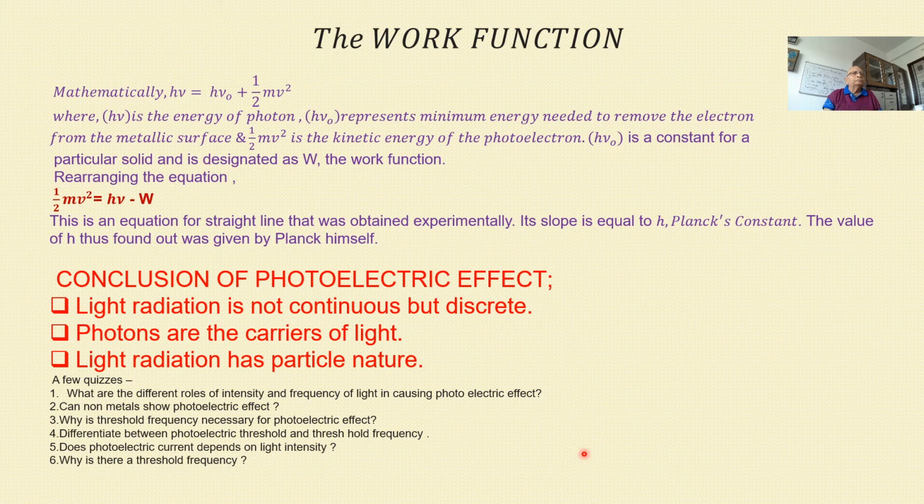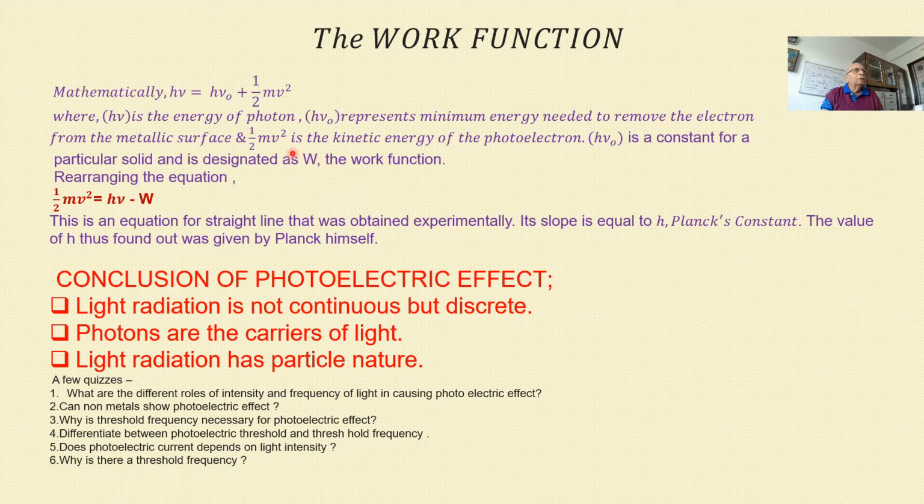And that we can say mathematically: h nu is equal to h nu naught plus half mv square. Now this h nu naught is the threshold energy and h nu is the actual energy we are using, and half mv square we know is the kinetic energy with which the electrons are released.